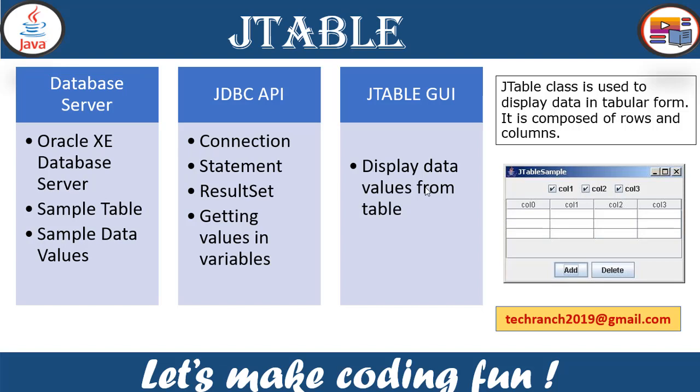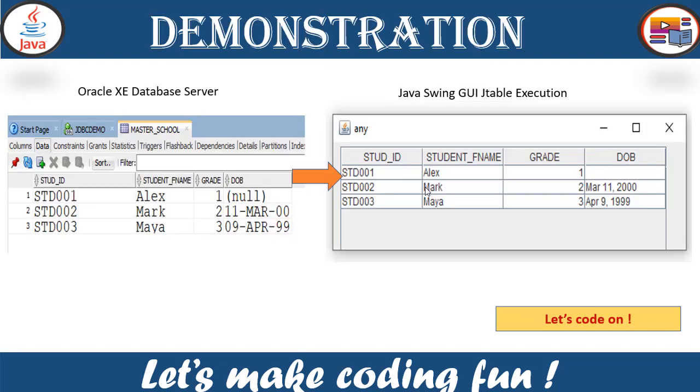Now let's take a look at the demonstration. As you can see, this is the Oracle Express database server. We have used the SQL Developer IDE, and in that IDE there is a table master underscore school, and in that table they have the columns student ID, student first name, grade and date of birth. Now we have a few sample data values, and these values are presented in the Java Swing graphical user interface. Now let's go down and see the implementation.